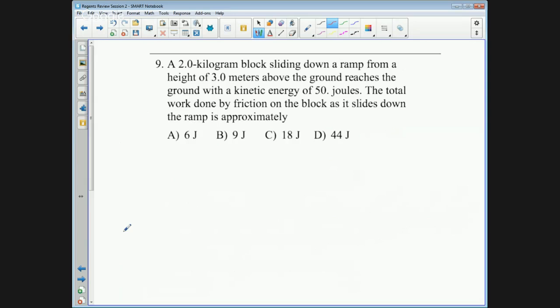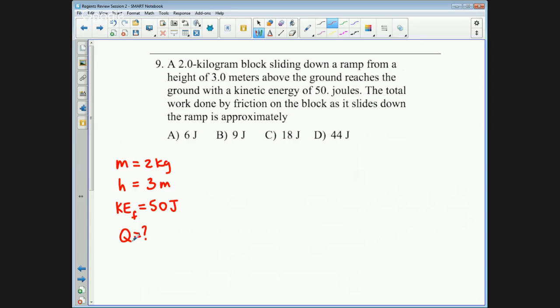Next, number 9, it says a 2-kilogram block sliding down a ramp from a height of 3 meters above the ground reaches the ground with a kinetic energy of 50 joules. The total work done by friction on the block as it slides down the ramp is approximately what? Okay, so we have mass equals 2 kilograms. We have a height equals 3 meters. And we have a kinetic energy when it reaches the ground, 50 joules. The total work done by friction. So we want to figure out Q.